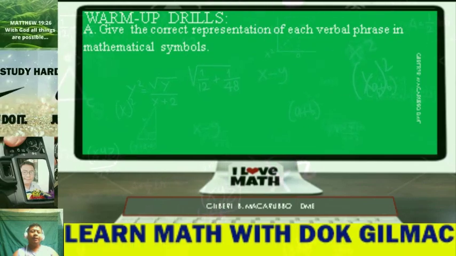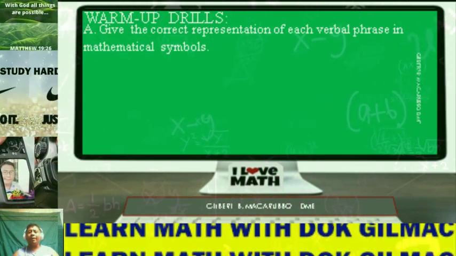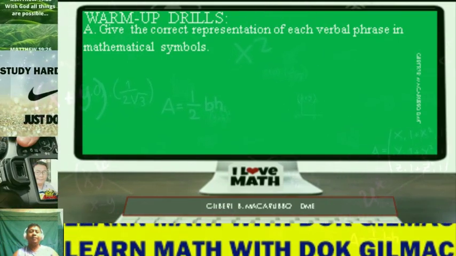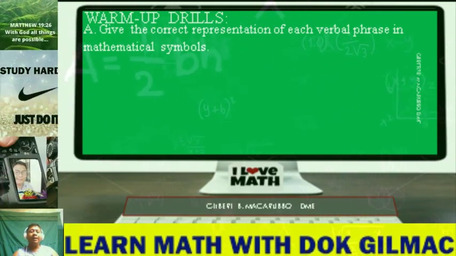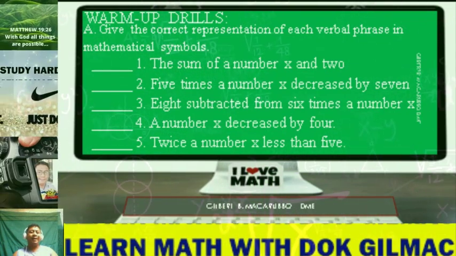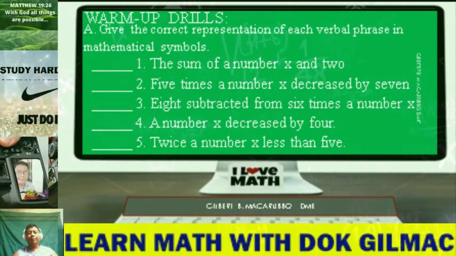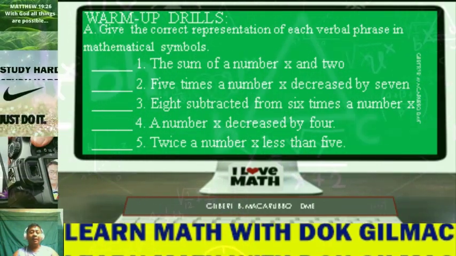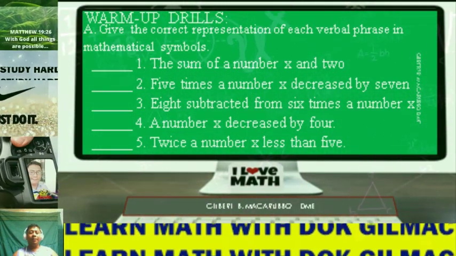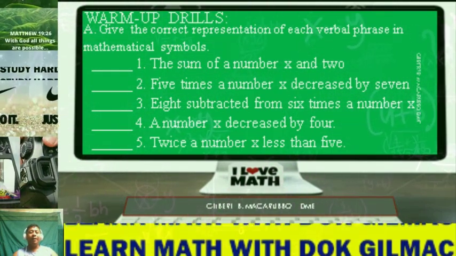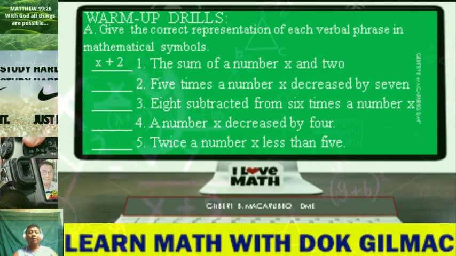Consider letter A, give the correct representation of each verbal phrase in mathematical symbols. 1. The sum of a number x and 2. When we talk about sum, it represents an addition operation. Sum of a number x and 2 is simply x plus 2.